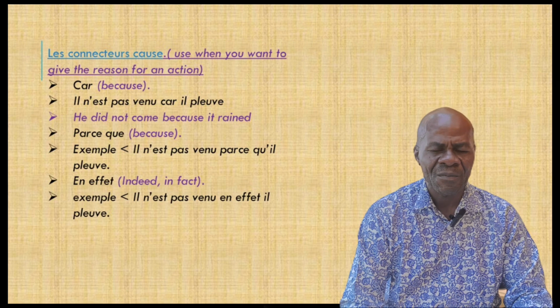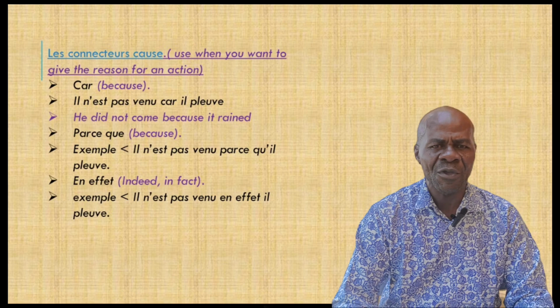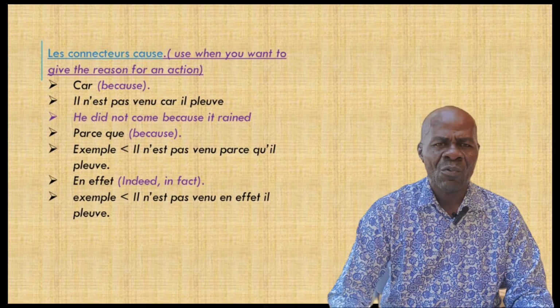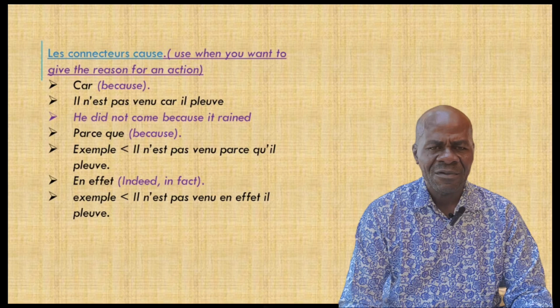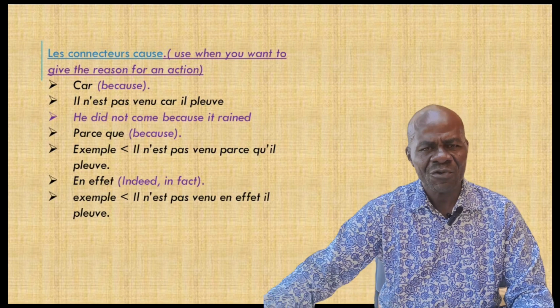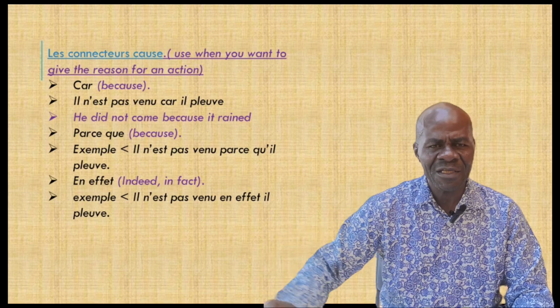Par exemple, he didn't come because it was raining. So now, why didn't he come? Because it was raining. So this is the cause: it was raining.